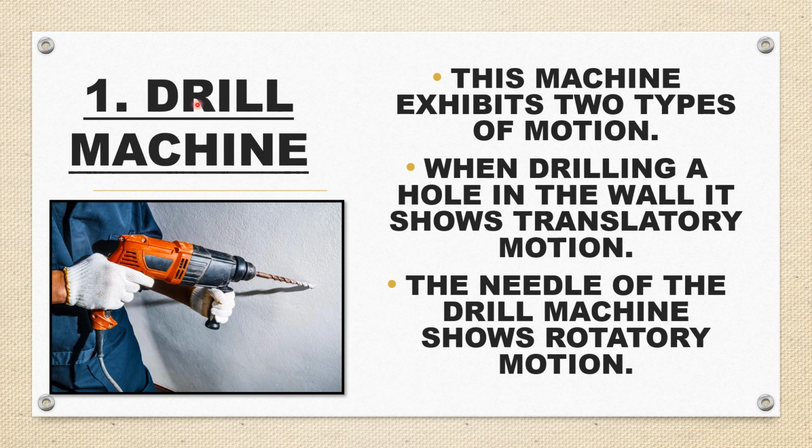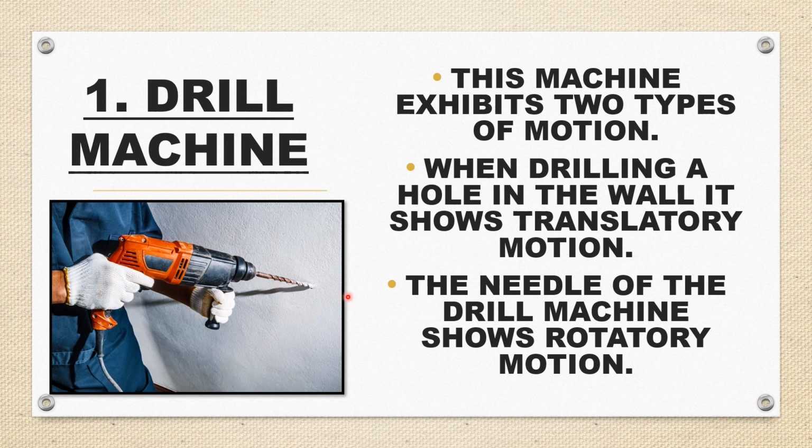The first example I have given for the combination of motion is a drill machine. Now, this is a drill machine. Everybody knows that. What is this person trying to do? He is holding the drill machine to make a hole in the wall. He is moving in the forward direction. So, what is this exhibiting? The drill motion over here is exhibiting a translatory motion because it's moving in a straight line.